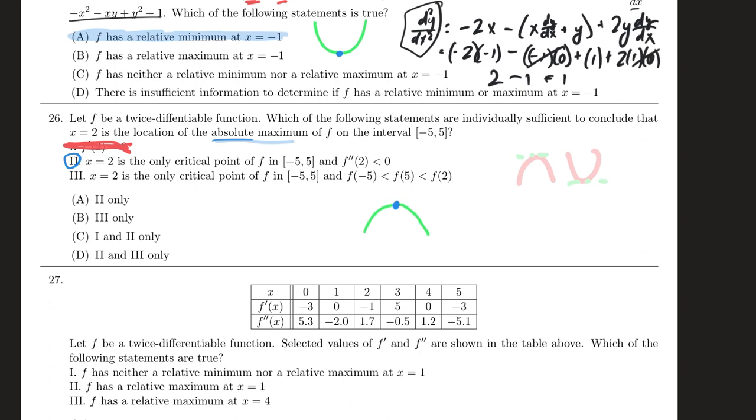And then for 3, x equals 2 is the only critical point, and f of 2 is bigger than both f of 5 and f of -5. If it's a critical point, it could be a max or a min. But if it's the bigger value of all the other ones, f of 2 would have to be up here, and f of 5 and -5 would have to be down there. So that's also enough to determine this is an absolute max, because absolute maxes can only happen at the endpoints and the critical points, and this is the biggest value. So our final answer: 2 and 3 work.